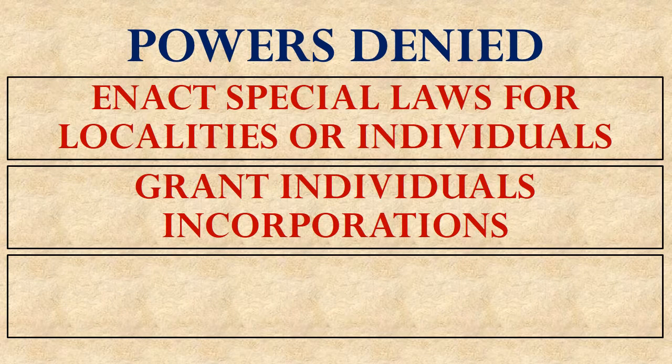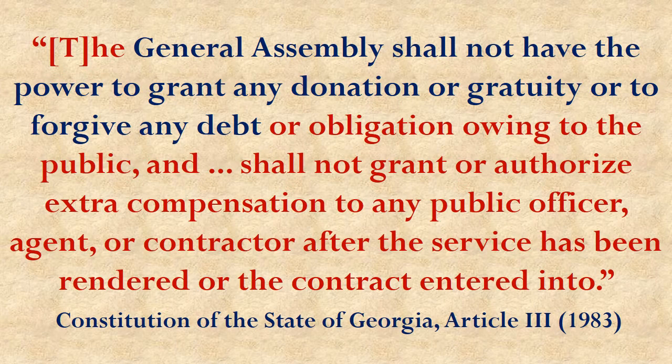So there's our second example of a power denied. First one, no special laws for any group of people. Second one is no special help for corporations and the individuals creating them. Third example of a power denied to the General Assembly is that they can't give any sort of donations or gratuities. Gratuity is another name for a tip or a gift or something like that. Or forgive debts to anyone. Essentially, they can't go around giving some sort of presents to people, even former government officials that they may want to reward for a job well done.